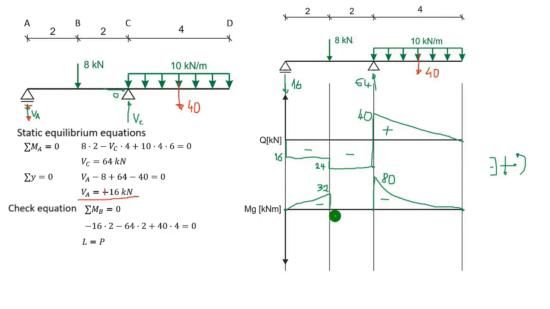Now let's calculate from the left side. From the left side, if we were calculating at this point C, then we have it like this: minus 16 times 4, that is minus 64, minus 8 times 2. So minus 64 and another minus 16, which is minus 80, that's correct. How do we connect this 32 with this 80? Since there is a constant value here, we connect it linearly.